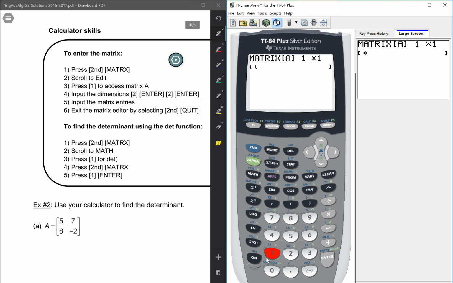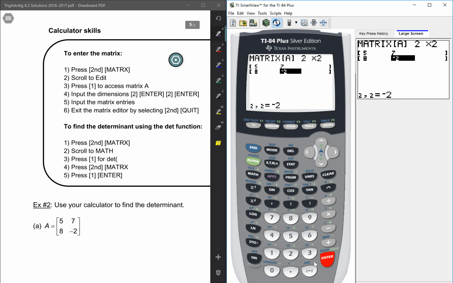You want to put in the dimensions. My first one here is a 2 by 2. So you say 2, enter, 2, enter. That's a 2 by 2. Now you want to put in your matrix entries. A little word of caution. So it's 5, 7, 8, negative 2. As you keep pressing enter, it goes across the rows. So 5, enter, 7, enter, 8, enter, negative 2, enter. If you want to go down and not across, you don't press enter, you just press the down button.